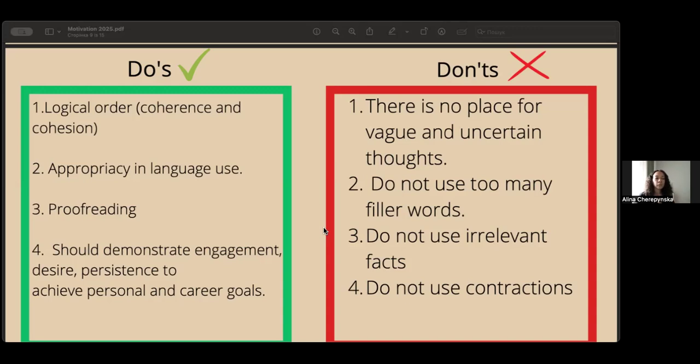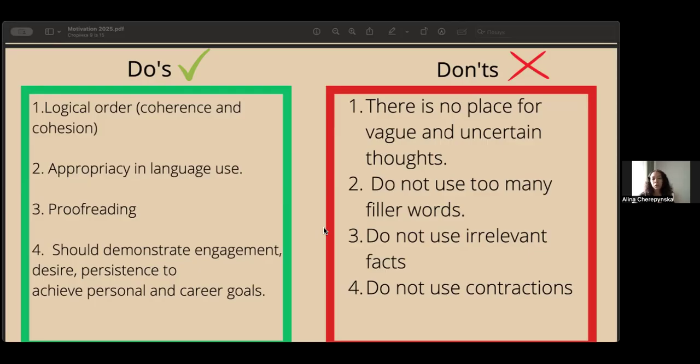Uncertain thoughts means that you're not sure, you're insecure in your ideas. For example, when you use phrases like, I don't know, I'm not sure, maybe. So forget about that kind of sentence. In a motivational letter, you need to be confident enough.